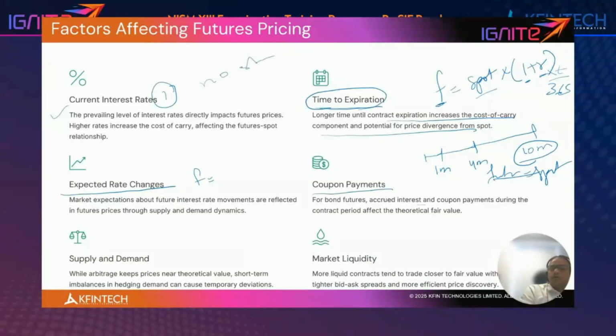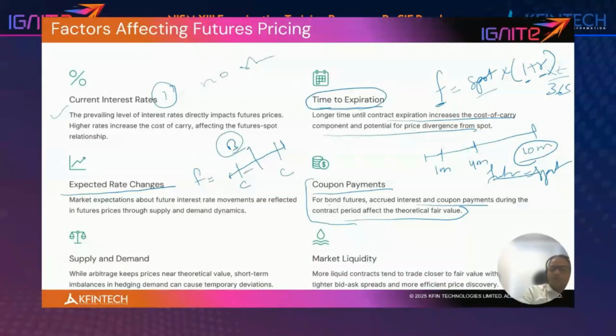For bond futures, accrued interest and coupon payments during the contract period affect the theoretical fair value. Now, what happens is, in the bond futures, suppose there is a coupon payment here and there is a coupon payment here, and the bond is traded over here.